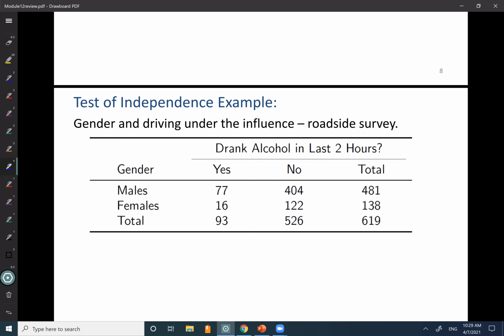So we have two categorical variables: the answer to the roadside survey, yes or no, and the gender, male or female. And the totals are there as well, right? The column totals, I put those in. Sometimes with a two-way table, because there are two categories, the totals are not there, and you have to add them up.